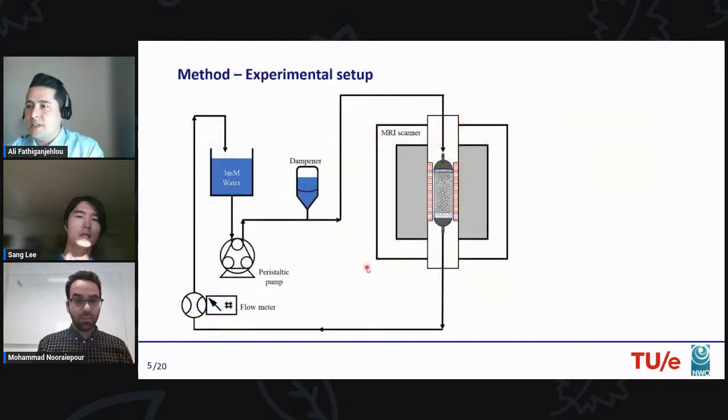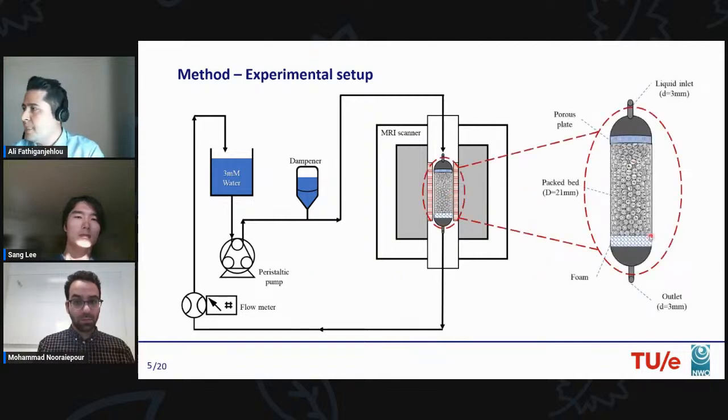Here is a schematic of the experimental setup that we use for MRI imaging. The fluid phase, which is water doped with 3 millimolar gadopentetic acid contrast agent, is pumped into the packed column using a peristaltic pump. Here you can see a schematic of the packed column that we use. It has an inner diameter of 21 millimeter. There's also a porous plate in the entrance of the column to distribute the flow.